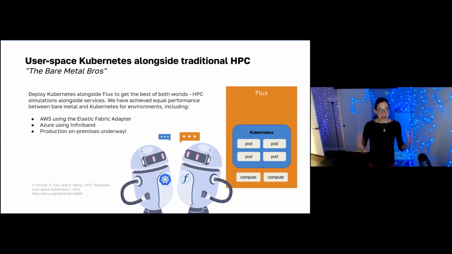Now, some of the really cool work that we actually have on premises with Flux is running user space Kubernetes alongside it. So this is the idea that we want the best of both worlds. Run your simulations on bare metal, run your services in Kubernetes, everyone's happy. And so we've done a couple of setups. We've done this in AWS using the Elastic Fabric Adapter. We've run it in Azure using InfiniBand. And our production on-premises clusters are literally just getting created now. So we haven't done a lot of work, but we're still incredibly excited about it.